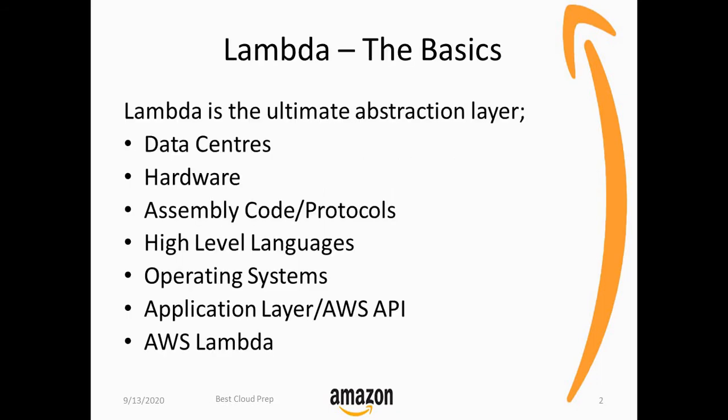So AWS Lambda is the ultimate abstraction layer. So you've got your data centers. Inside your data centers, you've got your hardware. Inside your hardware, you've got your assembly code and protocols. You think about your high-level languages, then you've got your operating systems that you're running. You then got your application layers as well as AWS APIs, and sitting on top of all that, abstracted away, is AWS Lambda. So basically, AWS handles all of these things for you. All you need to worry about is your code.